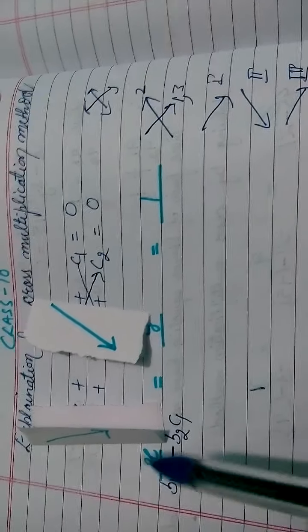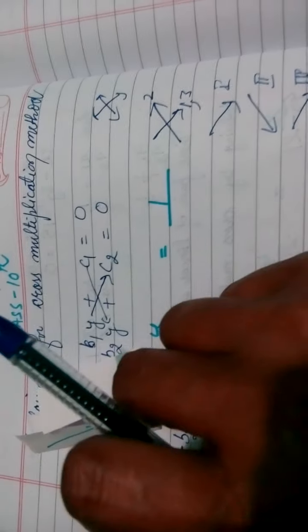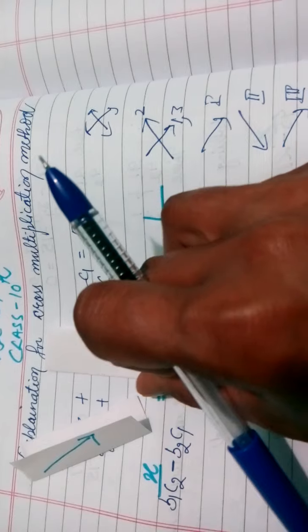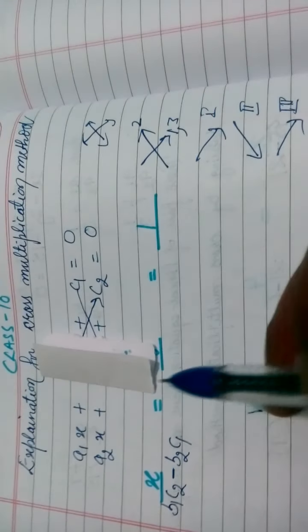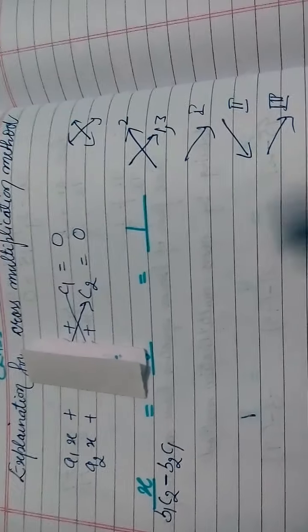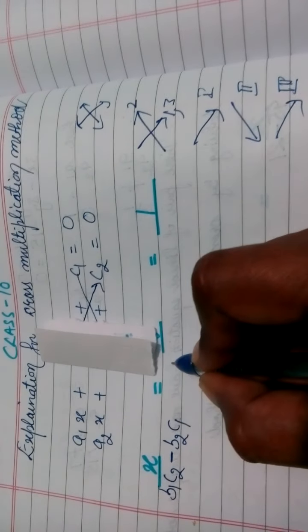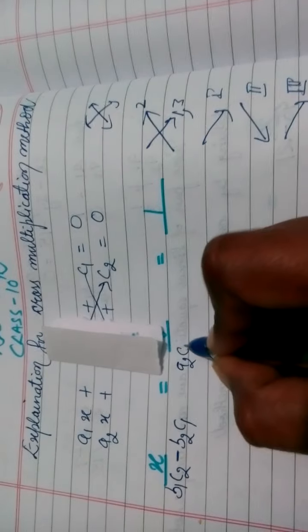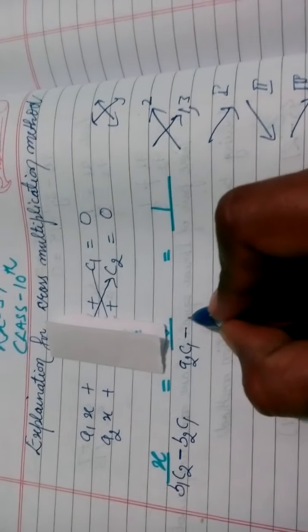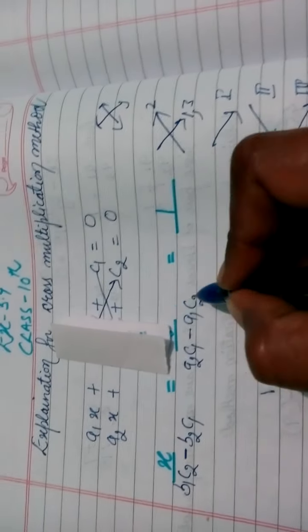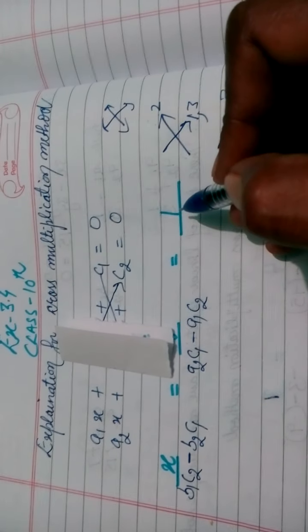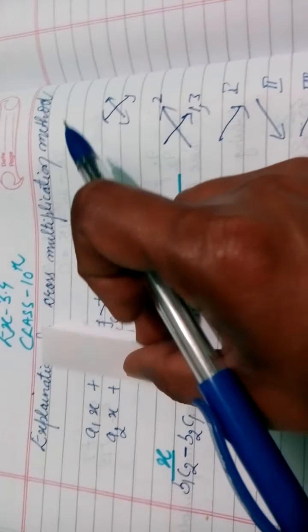Others are the same thing. Now we are finding y, so put this strip here, that means you forget the y coefficient. In the second step you have to multiply this way, so c1 into a2. You get a2 into c1 minus a1 into c2.